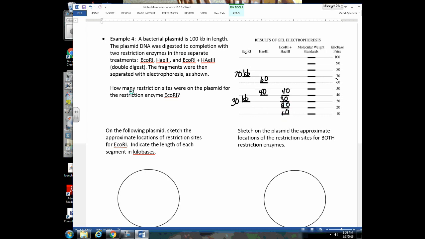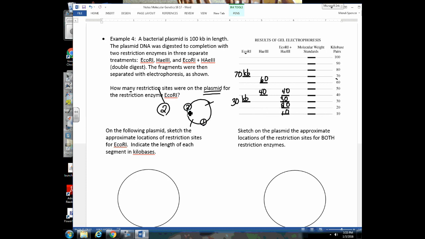So this first part says, how many restriction sites were on the plasmid for the restriction enzyme EcoRI? So it's a plasmid. Make sure you pay attention to whether it's a plasmid or linear DNA, because you would get two different answers. If you have a plasmid, here's one cut, and that would just give you one long piece of DNA. There has to be a second restriction site. So the answer to this is there's two restriction sites, and that would give you one piece of DNA, and here's the other piece of DNA.